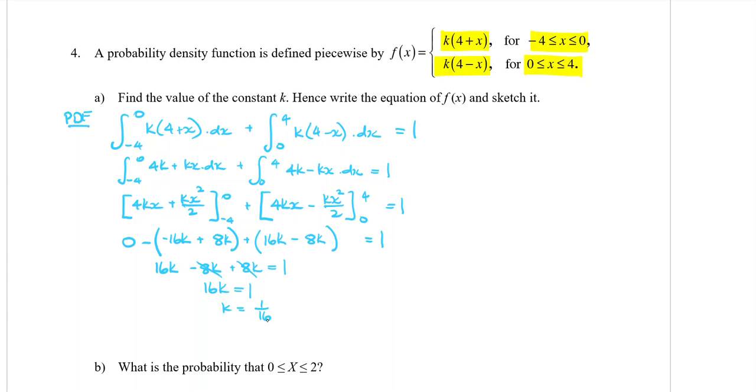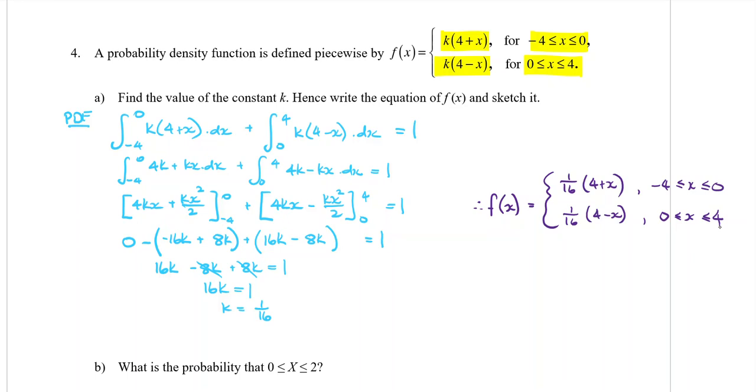Okay, I'm still not quite done with part A, because it says, hence write the equation of f of x and sketch it. So my equation of f of x, if I look back to my yellow stuff up the top there, f of x equals, big funny brackety thing, k is 1/16. So it'll be 1/16 (4 + x) between minus 4 and 0, and it would be 1/16 (4 - x) between 0 and 4.